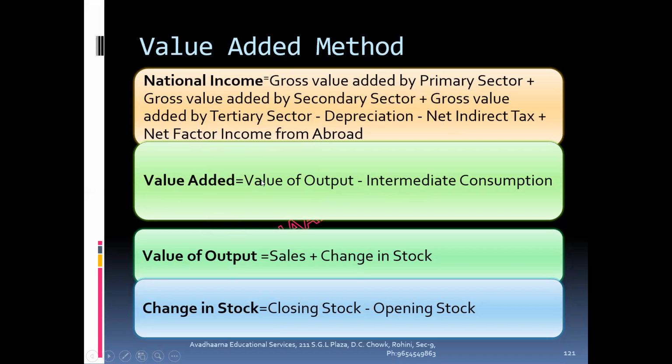And how to calculate this value of output? Again, the two formulas to be used: value of output is sales plus change in stock, and sales is total quantity sold multiplied by price per unit. And change in stock is nothing but closing stock minus opening stock.